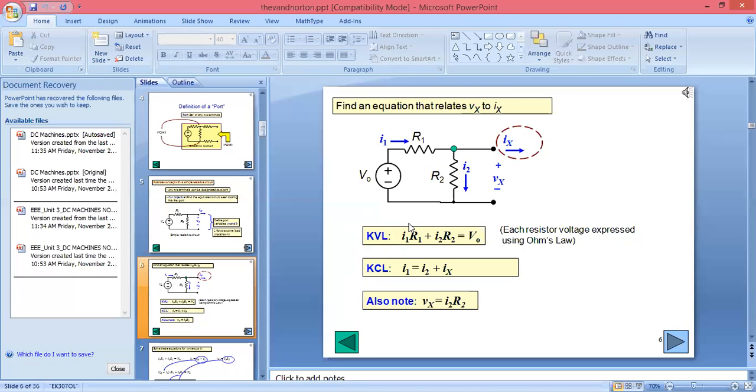What we are supposed to do here is, if the voltage is given, we can find the value of current. And if the current is given, we can find the voltage value, because we are supposed to convert that circuit into a simplified circuit with only one voltage and one current. If we consider this point as a node, I1 is incoming, I2 is outgoing, Ix is outgoing. So according to KCL, incoming equals outgoing: I1 equals I2 plus Ix.